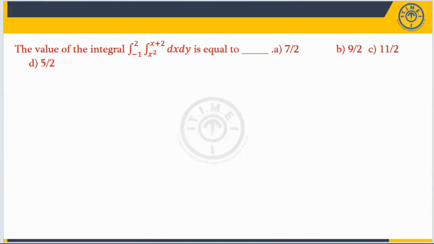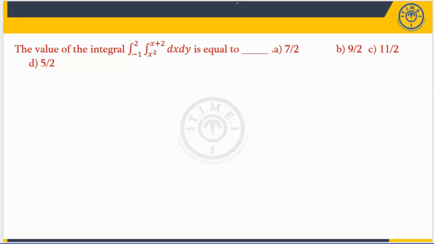So the value of the integral from negative 1 to 2, integral x square to x plus 2 dx dy. Now I have a simple question. First, with respect to what are you supposed to integrate? Are we supposed to integrate with respect to x or y? Perfect. We are supposed to integrate with respect to y.